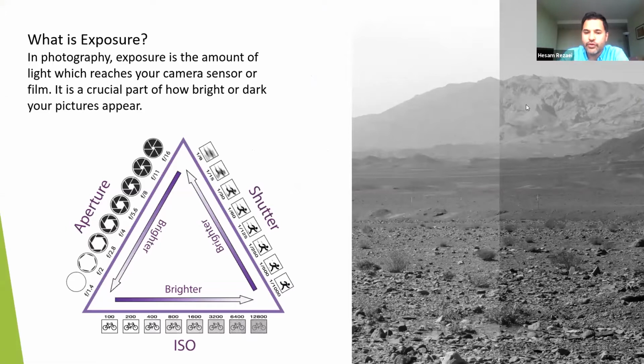So this is the exposure. This is the meaning of exposure. In photography, exposure is the amount of light which reaches your camera sensor or film. It is a crucial part of how bright or dark your picture appears.